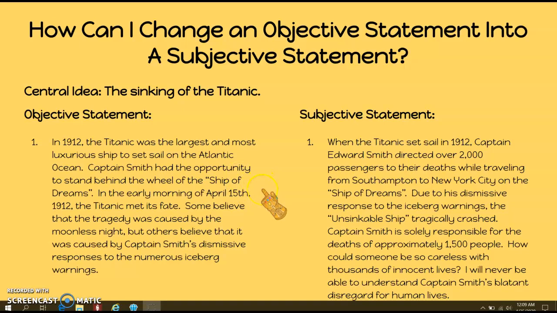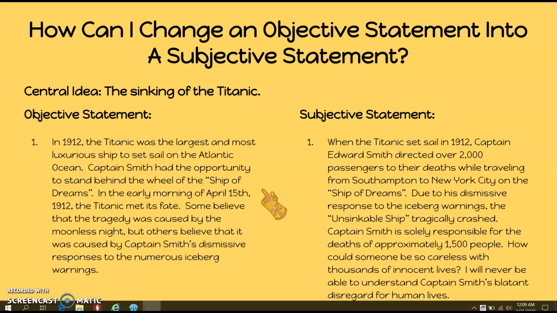In 1912, the Titanic was the largest and most luxurious ship to set sail on the Atlantic Ocean. Captain Smith had the opportunity to stand behind the wheel of the Ship of Dreams. In the early morning of April 15th, 1912, the Titanic met its fate. Some believe that the tragedy was caused by the moonless night, but others believe that it was caused by Captain Smith's dismissive responses to the numerous iceberg warnings.